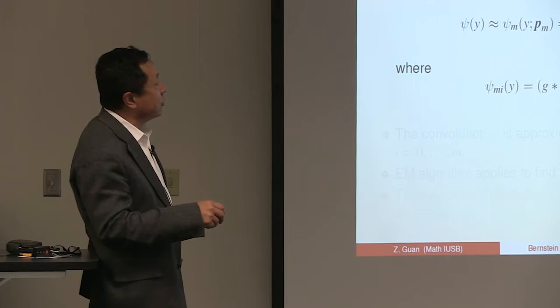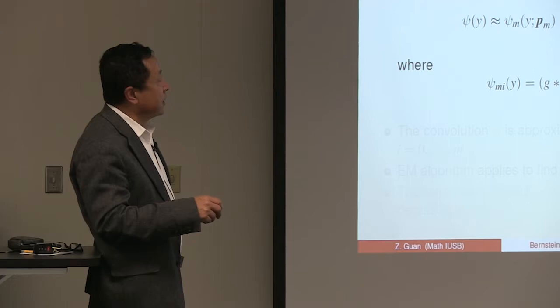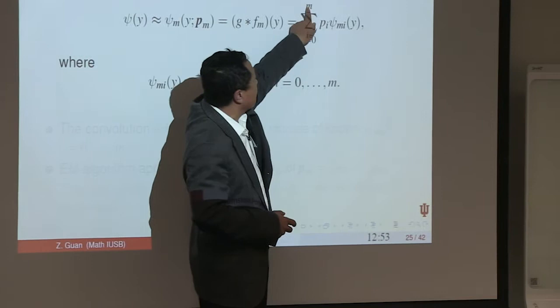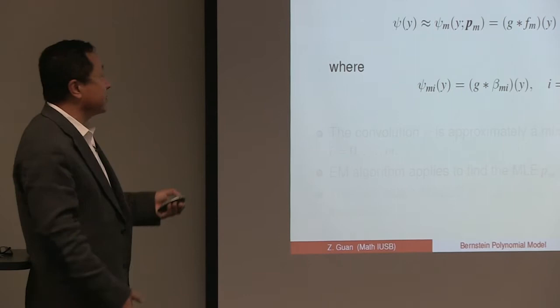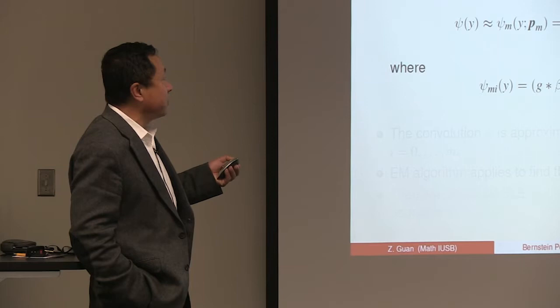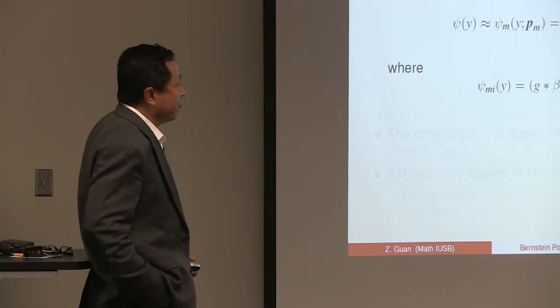But using my model, it's just simply another mixture model, with the components already known. But of course, M is unknown. You can use a change point method to find the optimal M. And the PIs are still the unknown parameters. Then you use maximum likelihood to estimate these PIs. Once you get the PIs, then you can estimate the density. That's it. So you don't need any Fourier transform.